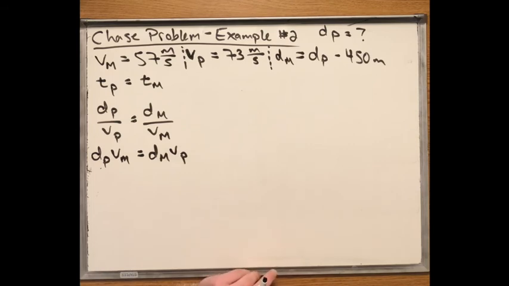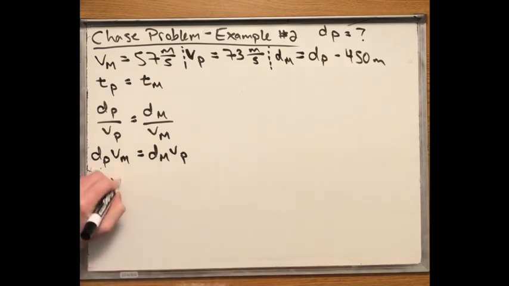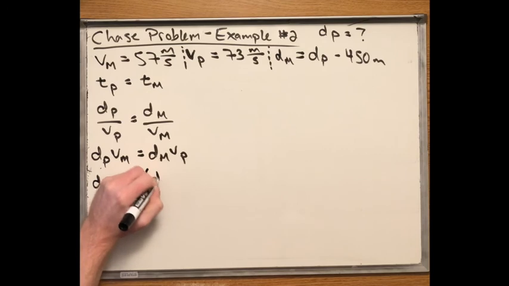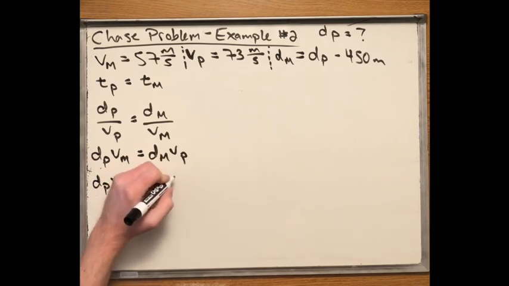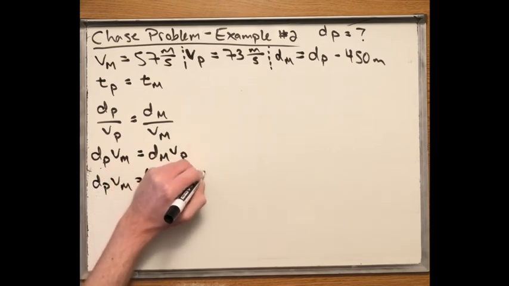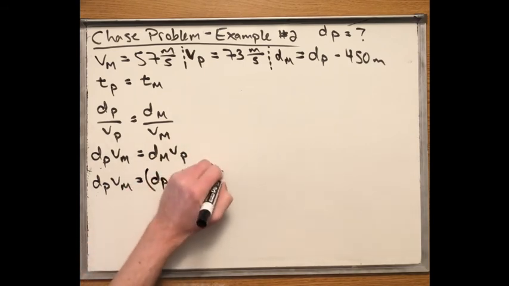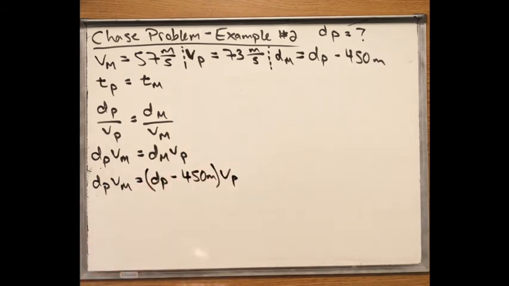Okay, so to wrap this one up, we just need to sub in the distance traveled by the motorist. So we have the distance traveled by the police officer times the speed of the motorist is equal to the distance traveled by the motorist, which we said is the distance traveled by the police officer minus 450 meters, and then multiplied by the speed of the police officer.